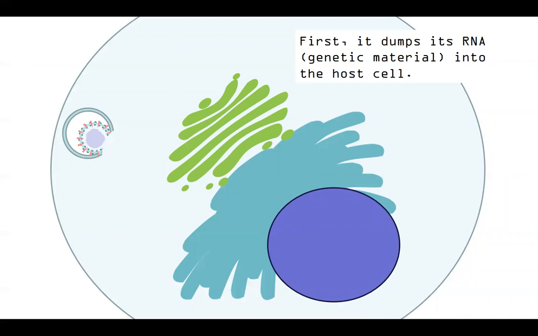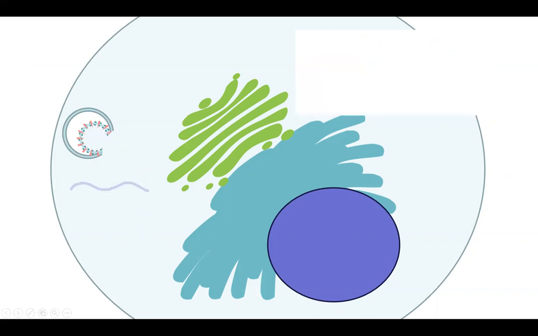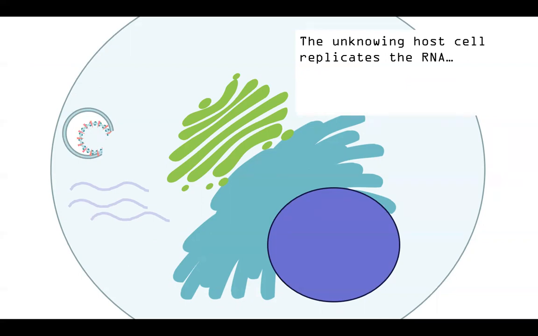First, it dumps its RNA into the host cell cytoplasm. You can see that the lipid envelope is going to end up merging with the endocytotic vesicle that took it in, so that we kind of turn this envelope inside out and dump the RNA into the host cell. Here's the RNA kind of stretched out. The unknowing host cell then replicates the RNA and uses it to make viral proteins.